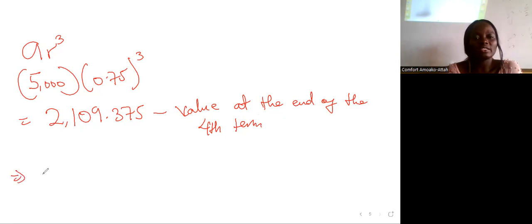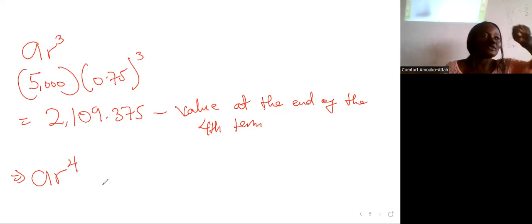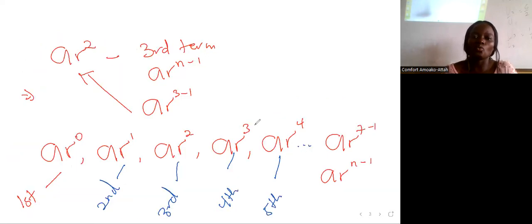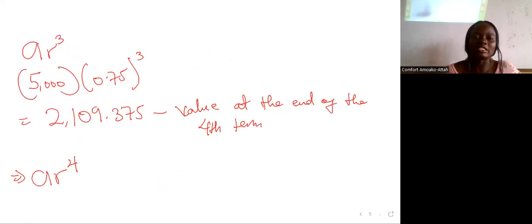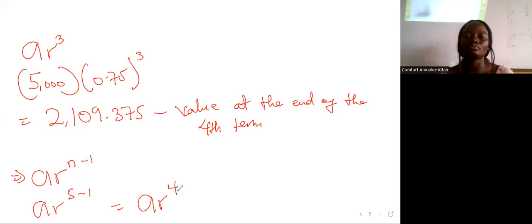And so that one is also going to give us AR exponent 4. At the end of the fifth term, always the number of terms minus 1, as we did over here. So if it is the fifth term, let me put down the formula, AR exponent n minus 1. And we are dealing with the fifth term, so AR exponent 5 minus 1, giving us AR exponent 4.